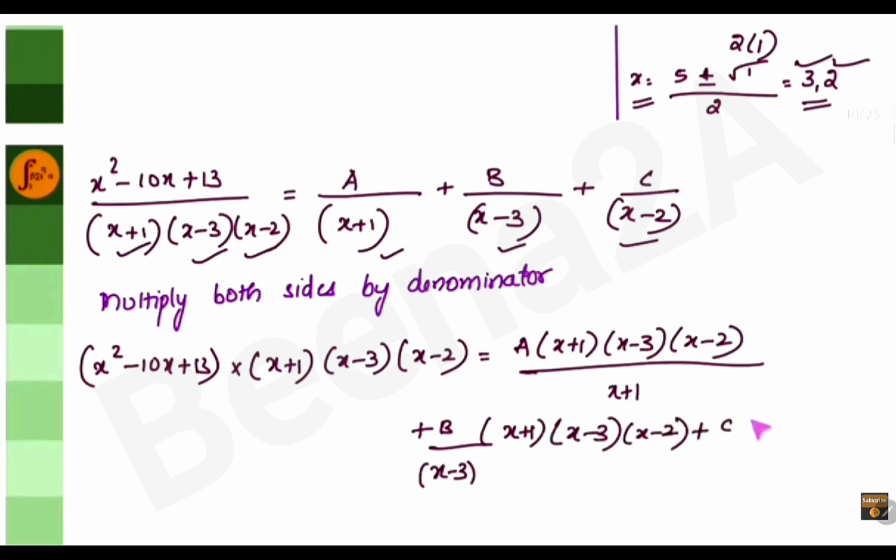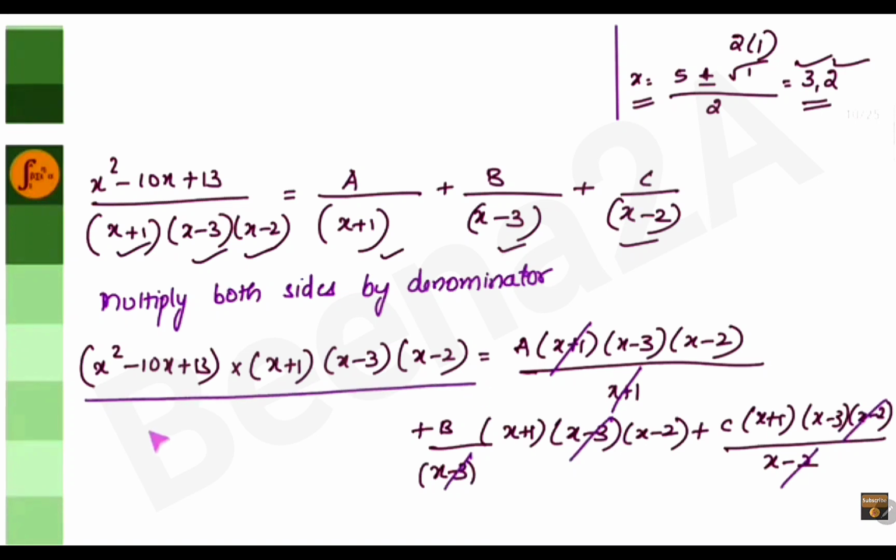plus c into all denominator terms by x minus 2. Now if you notice, you can cancel x plus 1, x plus 1, x minus 3, x minus 3, x minus 2, x minus 2, and here we have this denominator already on the left hand side. So here all these terms will get cancelled.